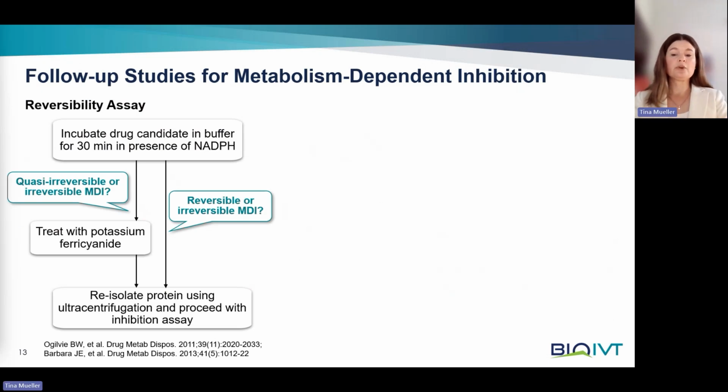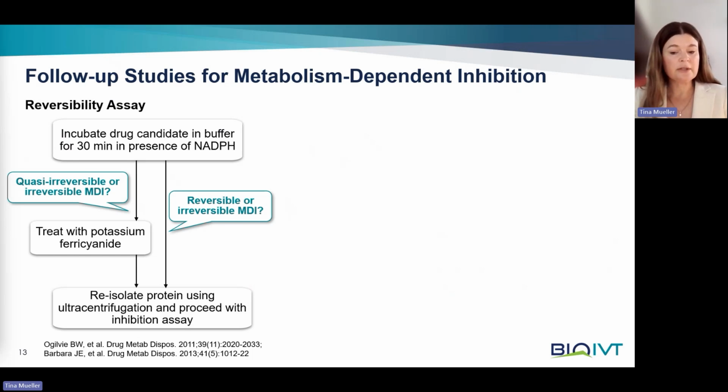So let me briefly go into the assays associated with metabolism-dependent inhibition. First, the reversibility assay. While not required by regulatory agencies, this assay is scientifically valuable for further drug development as it will provide insights into the inhibition mechanism. And here's a very simple scheme that describes the principle of the assay.